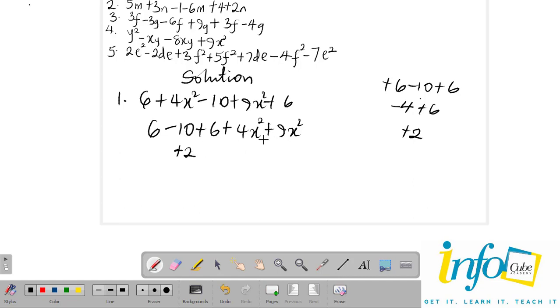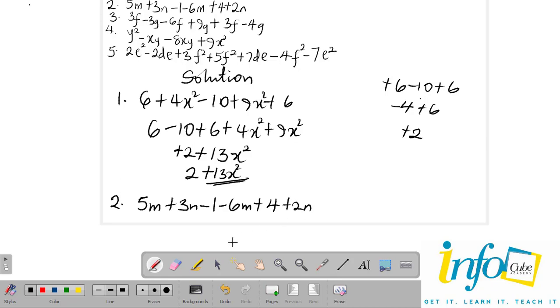Then this one is just the same sign, plus plus. So you have 4 plus 9, which will give you plus 13x squared. So our answer will be 2 plus 13x squared. So this is our answer for number 1. Then for number 2, we have 5m plus 3n minus 1 minus 6m plus 4 plus 2n.